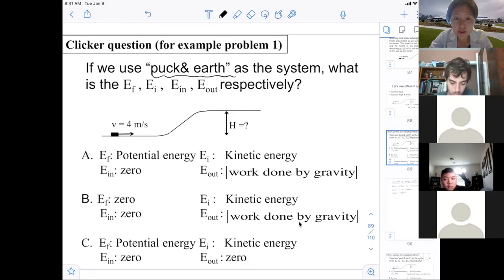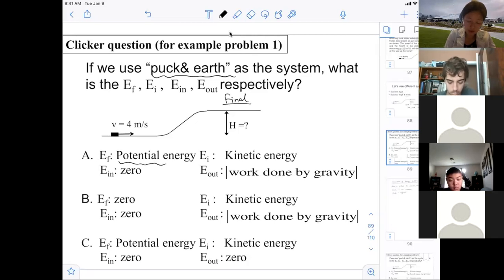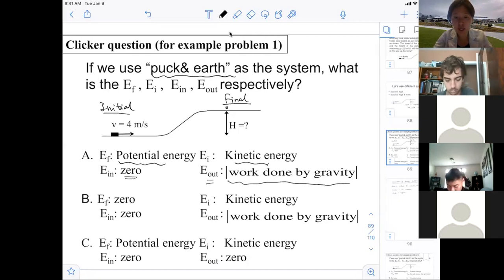All right, let's take a look at this together. We included Earth in our system. Very good, which means we can talk about potential energy. The final moment is when the puck is up high, and the initial moment is when the puck is over here. I agree with your choices. Finally, when you're up here, you have potential energy. Initially, you have kinetic energy because you're moving, there's no energy input, and the energy output is work done by gravity. That's choice A.